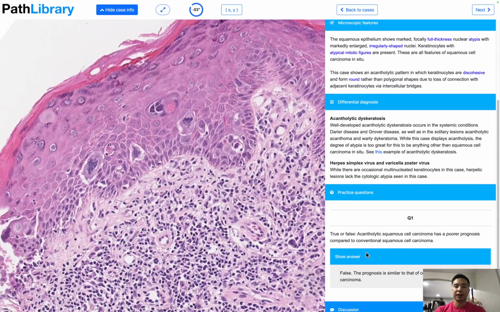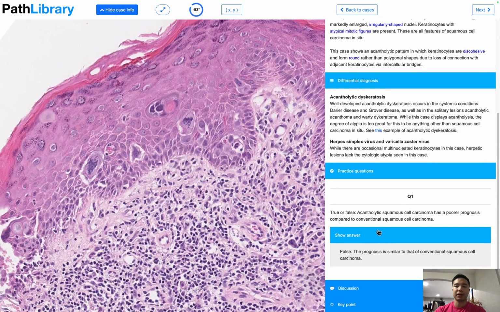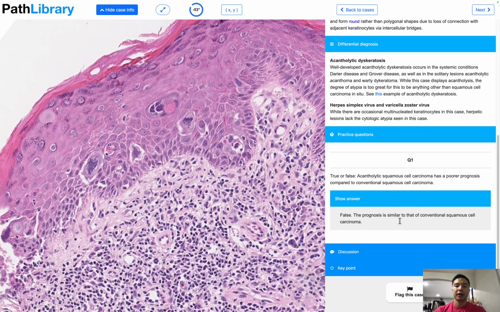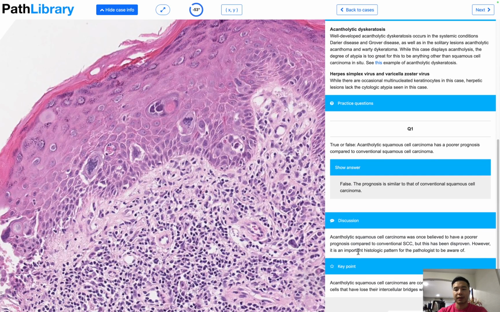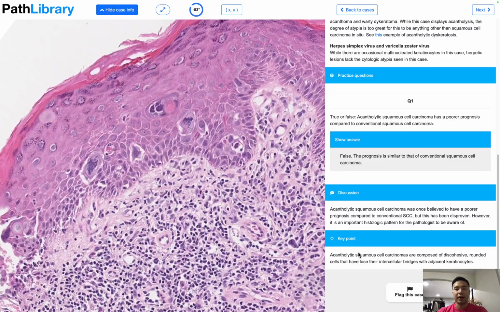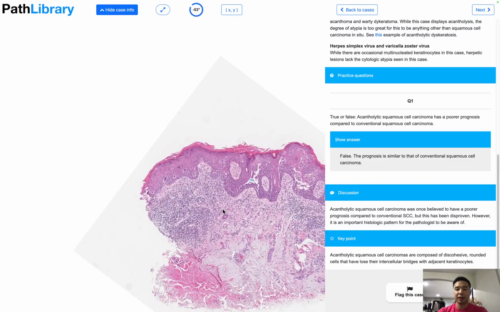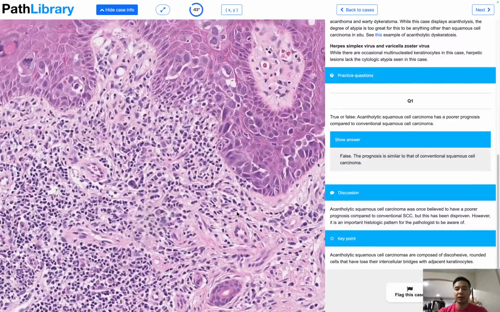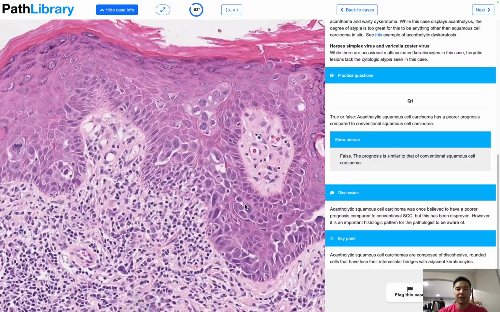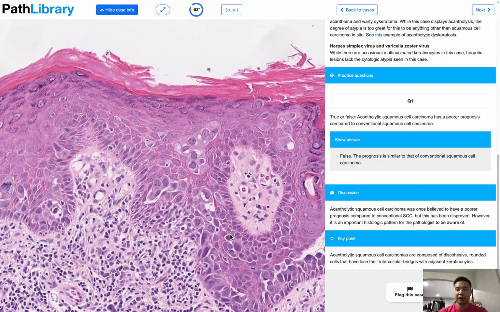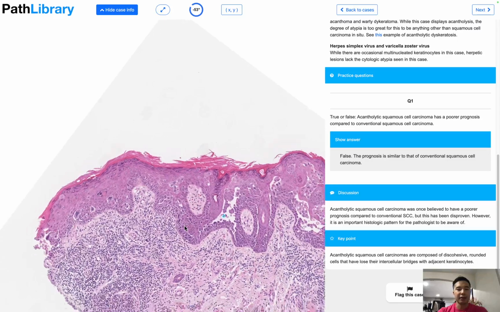The practice question: acantholytic squamous cell carcinoma has a poor prognosis compared to conventional squamous cell carcinoma. Although this was thought to be true in the past, recent studies have shown that the prognosis is similar to that of conventional squamous cell carcinoma. So, in essence, acantholytic squamous cell carcinomas are composed of discohesive, rounded cells that have lost their intercellular bridges with adjacent keratinocytes.